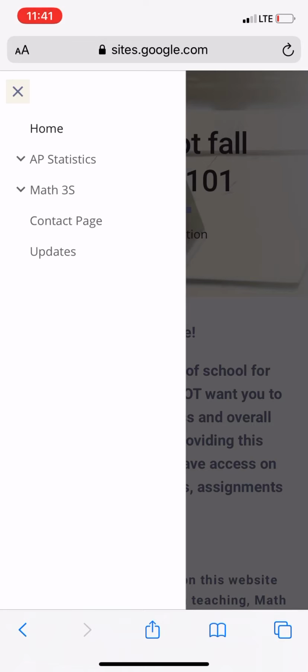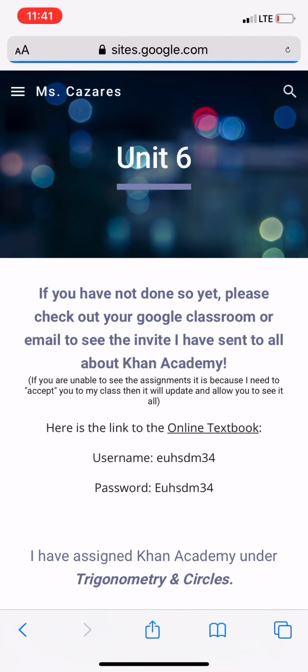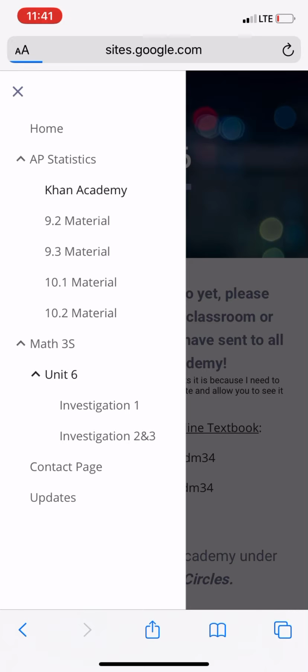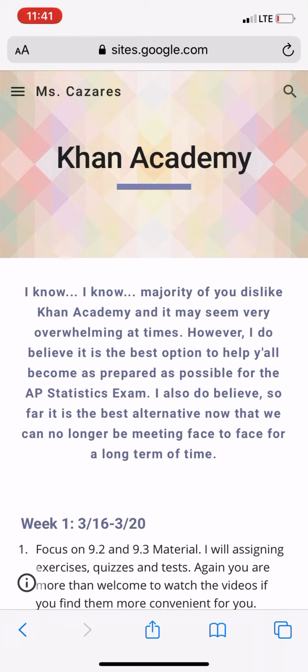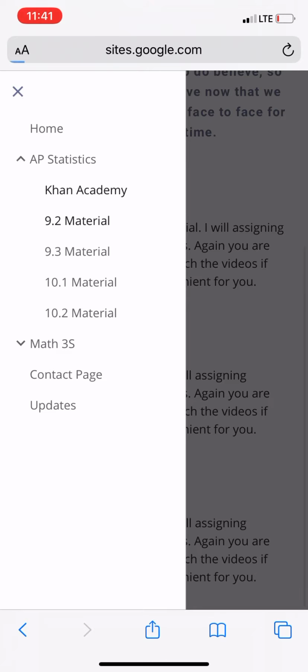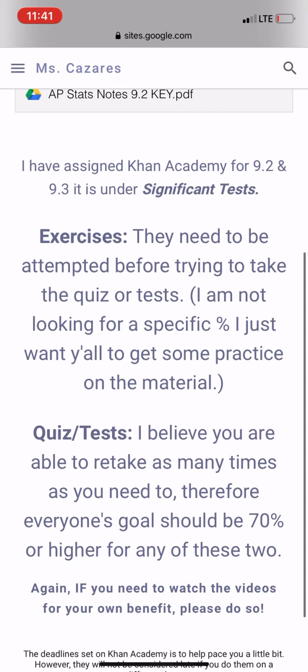But anywho, in the website, I have it divided by sections of what I teach. In my AP Stats, they are very familiar with Khan Academy already. They used it with a teacher before me, but they didn't like the long videos. So what I accommodated with them was that I am only assigning exercises. So let's go over here. I do assign them exercises. For this week, they have 9.2 and 9.3 assigned.